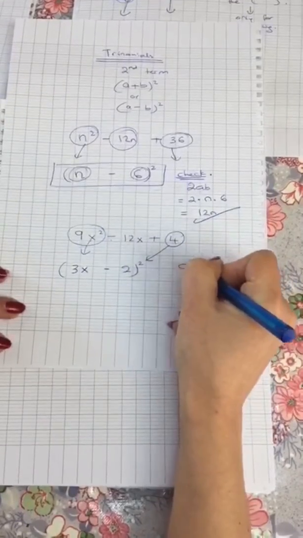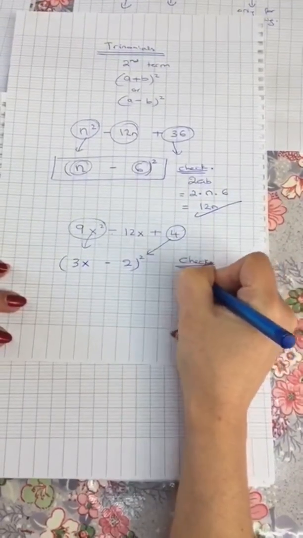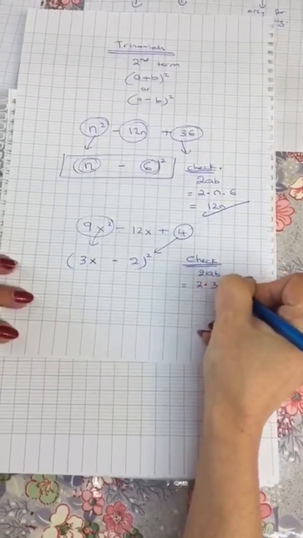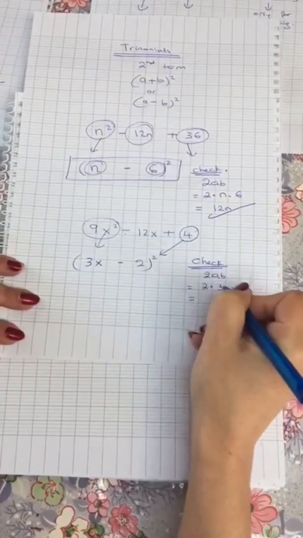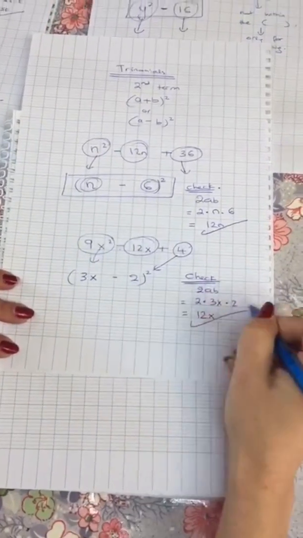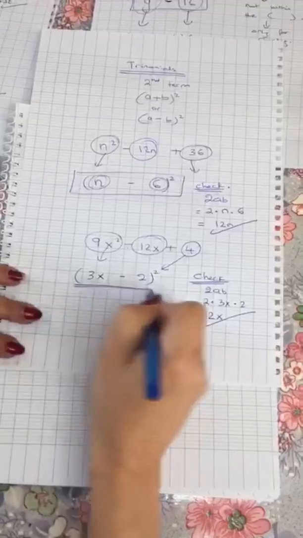How do I check? I check with the second term, which is 2ab, which is 2 times 3x times 2, which is 2 times 3, 6 times 2 is 12x. Is it correct? Yes, it is. So that's my final answer, (3x minus 2) to the second power.